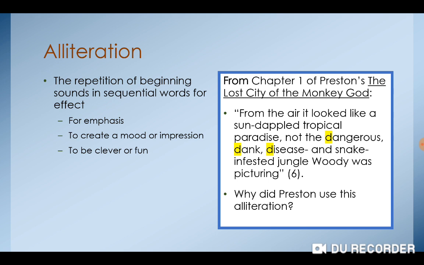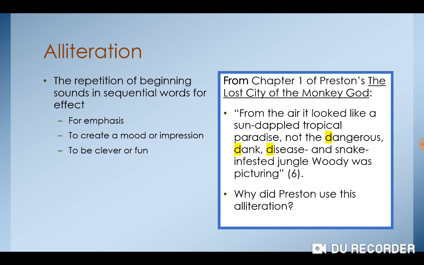Here's your example: "From the air, it looked like a sun-dappled tropical paradise, not the dangerous, dank, disease and snake-infested jungle Woody was picturing." When you think about that, think about why he used that there. What does that repetition of the D sound do to the text overall? Here it's for emphasis, right? Remember, the line that came after this is Woody saying, "Yeah, we're going to be fine." So this really punches forward Woody's message.